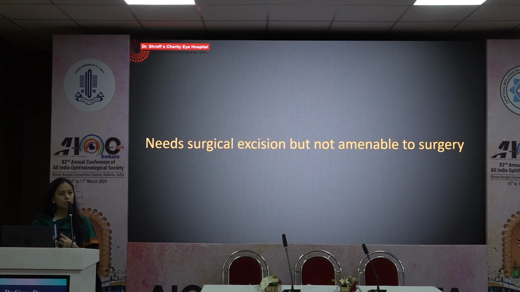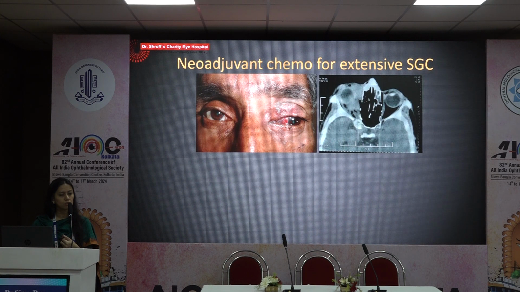Now there are situations where we know the patient needs a surgical excision, but the lesion is so big that these are not amenable to surgery. Now this was a biopsy proven sebaceous gland carcinoma which has gone from the eyelid to the orbit, and if you see the extent, it is going right till the posterior orbit. There is no way you can excise this lesion even if you do an exenteration and get a clear margin. So what do we do in those situations?